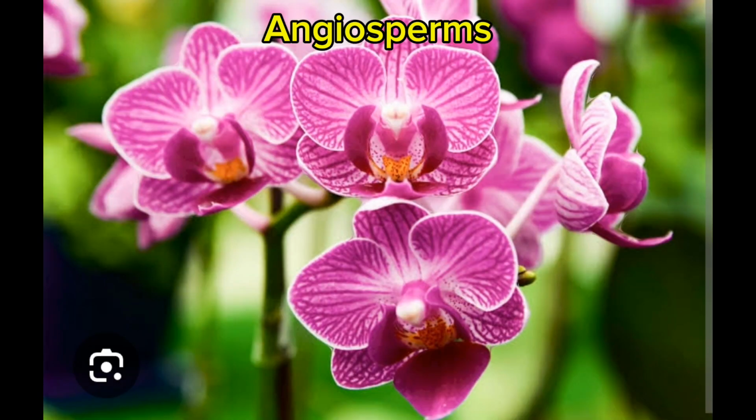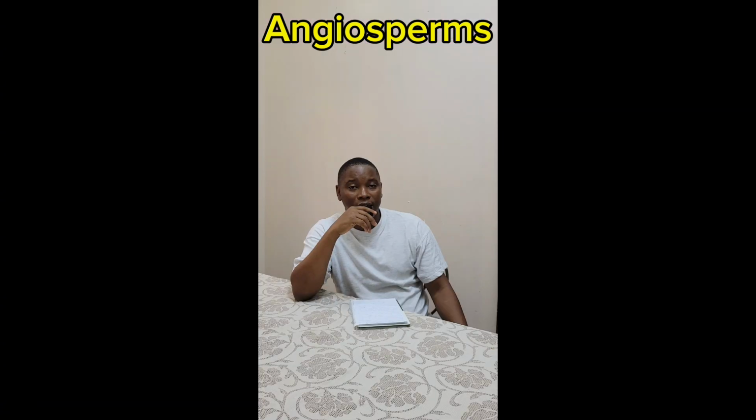Now, the word angiosperm has a Greek root. It's from Greek, and it means a flower that contains a vessel. A flower that contains a vessel, and the vessel is carrying seeds. Now, this is important for us to note.